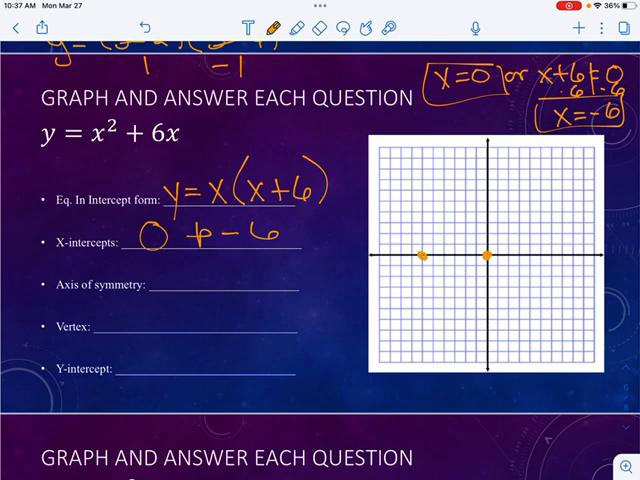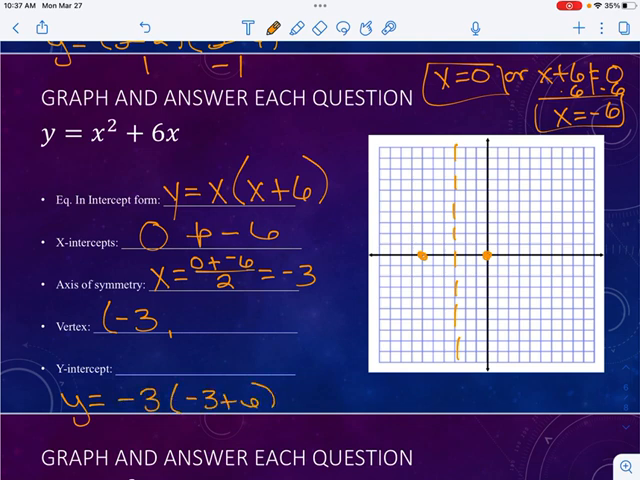Okay, and then we're going to find our axis of symmetry. So I'm going to go 0 plus a negative 6 divided by 2, and that would be at negative 3. Then we can take that and plug it in. So if I plug that in, I get y equals negative 3 times negative 3 plus 6. Well, negative 3 plus 6 is 3, so negative 3 times 3 is negative 9.